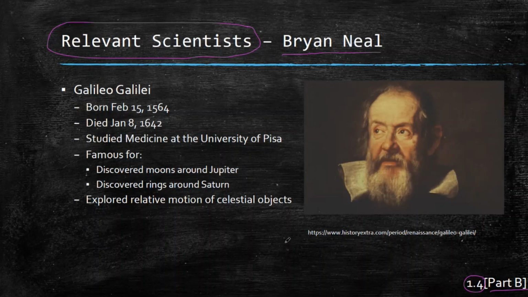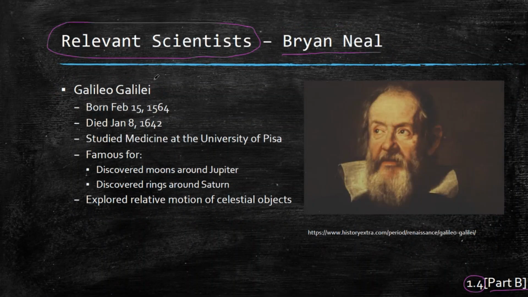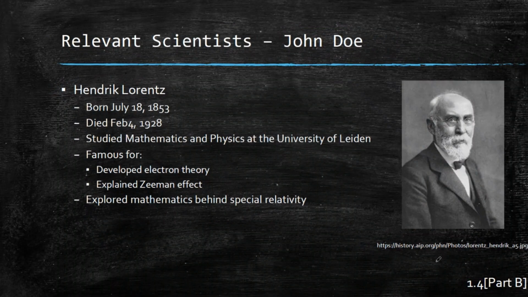All right, so moving on. Different partner, similar labels. So again, this is for 1.4, which is part B. It's about relative scientists. Again, that's clearly indicated, but notice that this is in fact a different scientist, right? So first one's Galileo. Next one is Newton. So each person needs to have a different version of each slide.